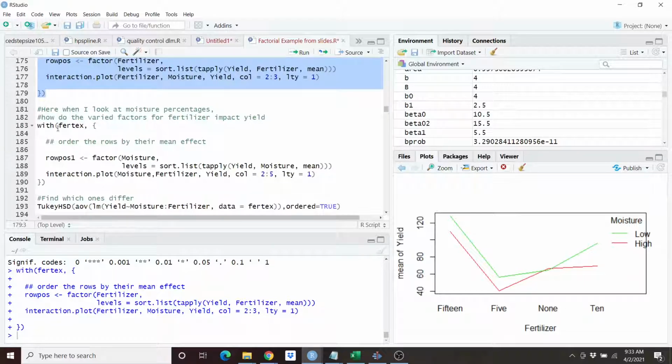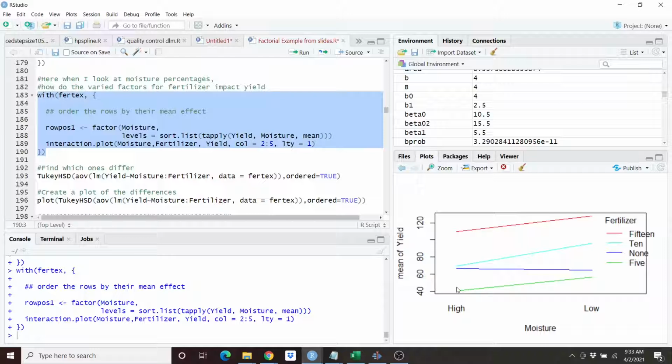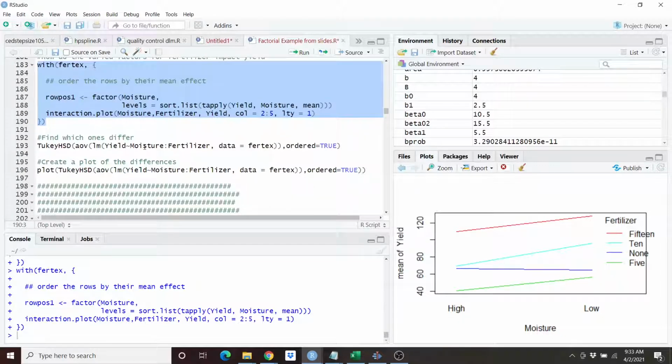When I look at moisture percentage, how do these fertilizer variations impact yield? And so now, here I'm looking at moisture percentages, and I want to see what happens with fertilizer across moisture. Notice 15% is still the highest, but there's an interaction between 10 and none and between 5 and none. So now we need to determine exactly which one of these differs.